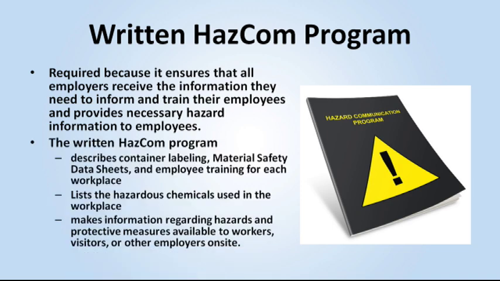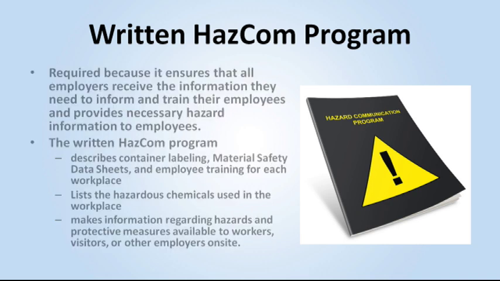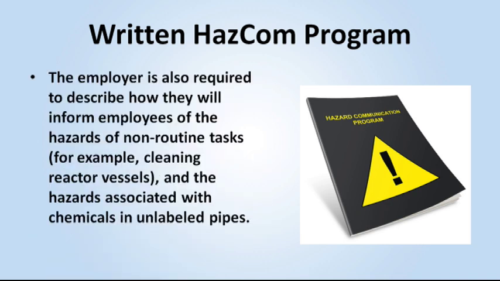The written HazCom program describes container labeling, material safety data sheets, and employee training for each workplace, lists the hazardous chemicals used in the workplace, and makes information regarding hazards and protective measures available to workers, visitors, or other employers on site. The employer is also required to describe how they will inform employees of the hazards of non-routine tasks, for example, cleaning reactor vessels, and the hazards associated with chemicals and unlabeled pipes.